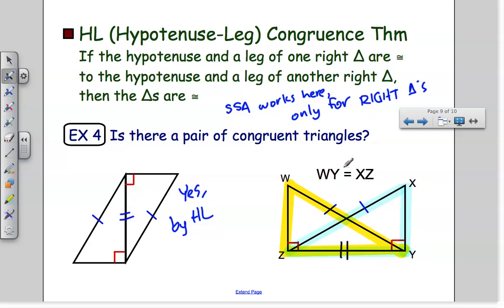Notice that I wrote WY equals XZ. Now WY, the tick mark here applies to the entire length. XZ, that applies to the entire length here. And in this case, these are the hypotenuse of each of these. This is the hypotenuse of the yellow triangle. This XZ is the hypotenuse of the blue triangle. And now we have a leg being congruent in both. So once again, yes, these triangles are congruent by hypotenuse leg.